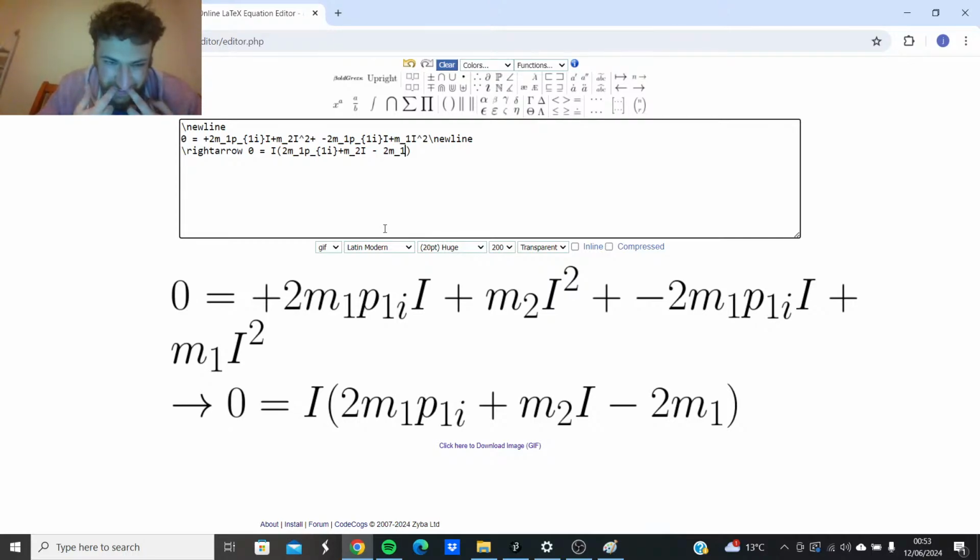I'm a bit confused. I feel like I've made a mistake somewhere. Give me a second. All right, I just need to figure something out. That should be M2P2I, shouldn't it? Yeah, it should be. That's all right.